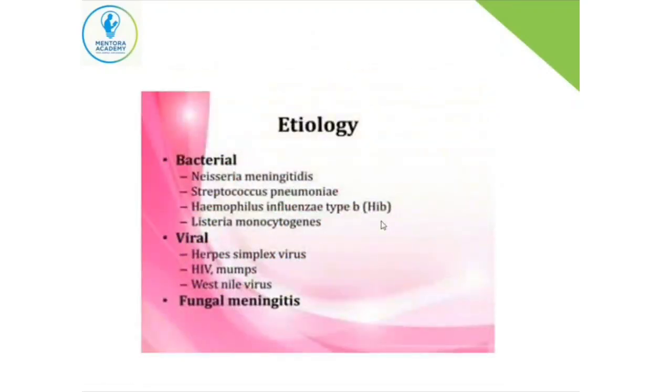Now, meningitis could be bacterial. Examples of bacteria causing meningitis would be Neisseria meningitidis, Streptococcus pneumoniae, H. influenzae, Listeria monocytogenes. Viral causes could be herpes simplex, HIV, mumps, and West Nile virus. We also have fungal meningitis. Most notoriously, it is the cryptococci, which cause meningitis in HIV positive individuals.